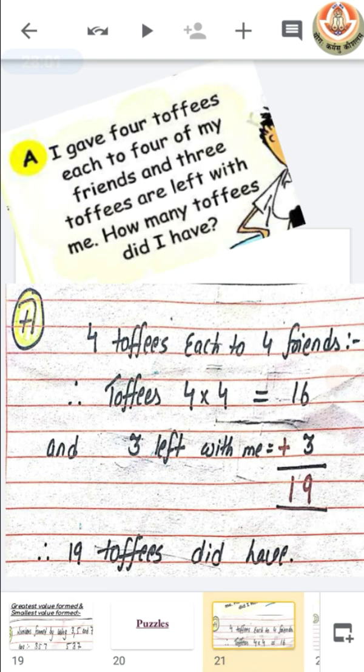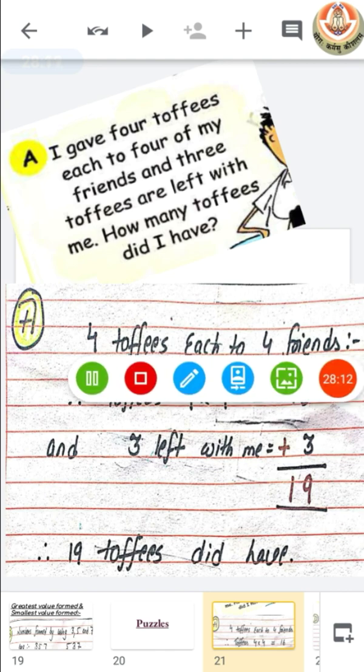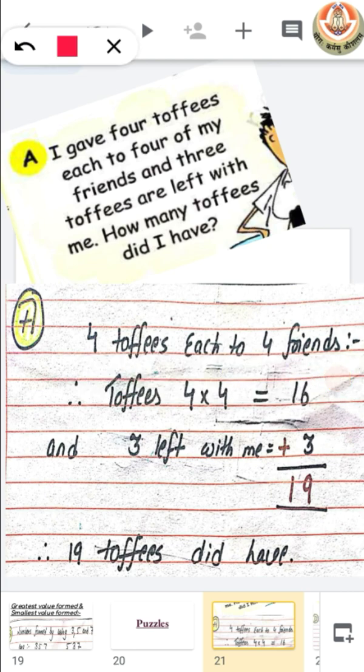Then we have two important puzzles. In the first, I have given 4 toffees to each of my 4 friends. That means 4 into 4, which is 16 toffees to friends. And 3 toffees are left with me. So we will add 3 to 16 and we get that he had 19 toffees.